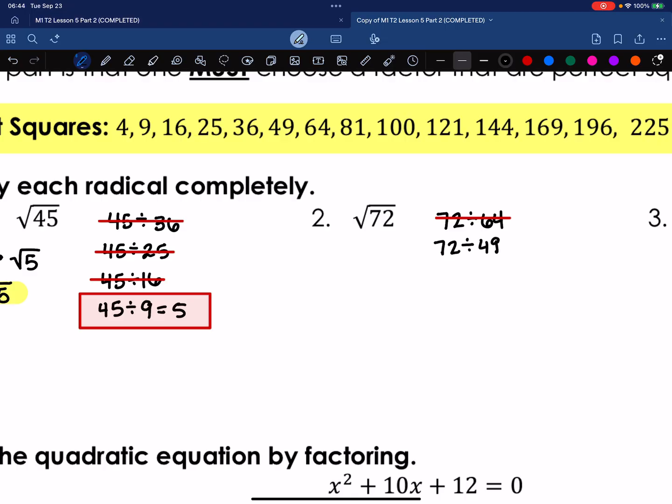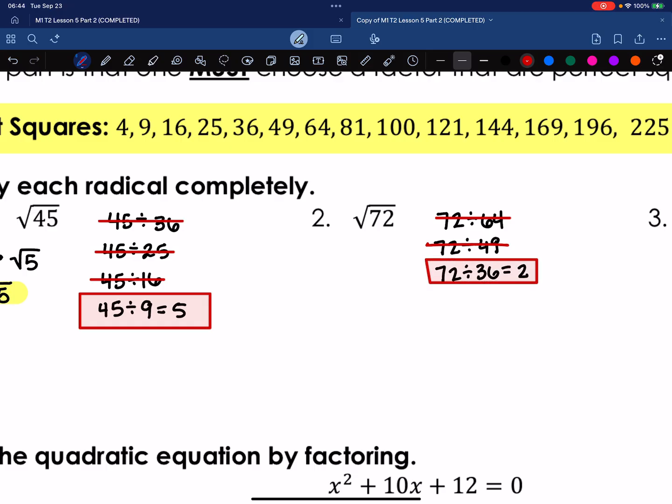And that gives us 1.469. So that's not what we want. So then we take 72 divided by 36, and that gives us 2. So that is the magical one that we want.